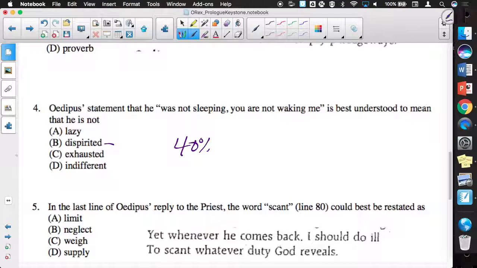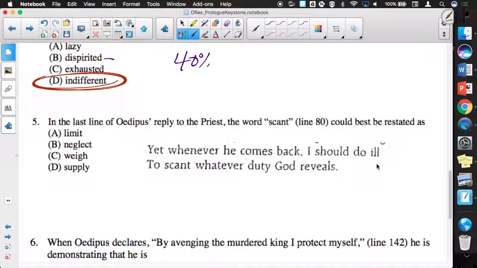If Tyler shrugs his shoulders, he would be indifferent. He doesn't care. It really makes no difference. So he was not sleeping. You're not waking me. It's not that he was exhausted. It's not that he has given up. But as being the king, you're not waking me means that he is not indifferent. This is something that I am aware of. So it's not that I don't care, and I'm already going to start to try to do things to rectify this situation to end up making it a little bit better. So indifferent was the one that we were going with for number 4.